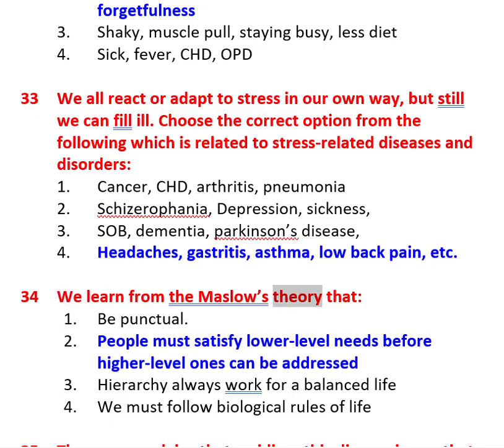34. We learn from Maslow's theory that people must satisfy lower-level needs before higher-level ones can be addressed. Hierarchy always works for a balanced life.